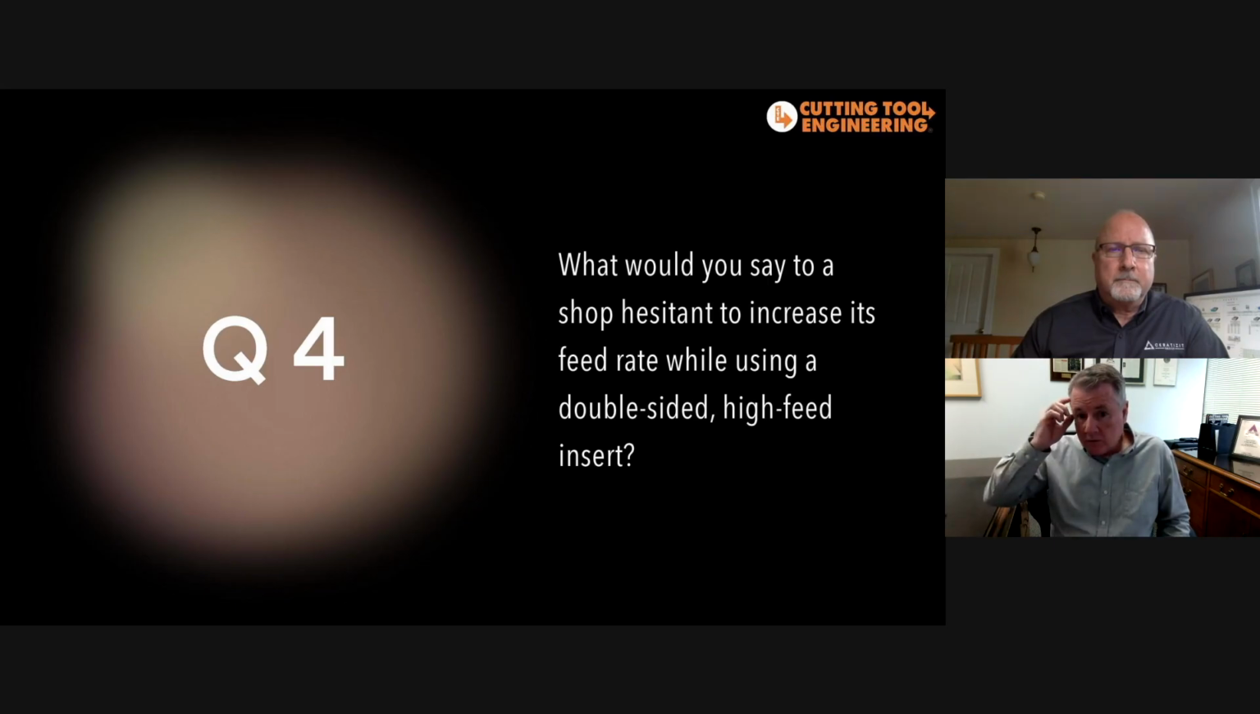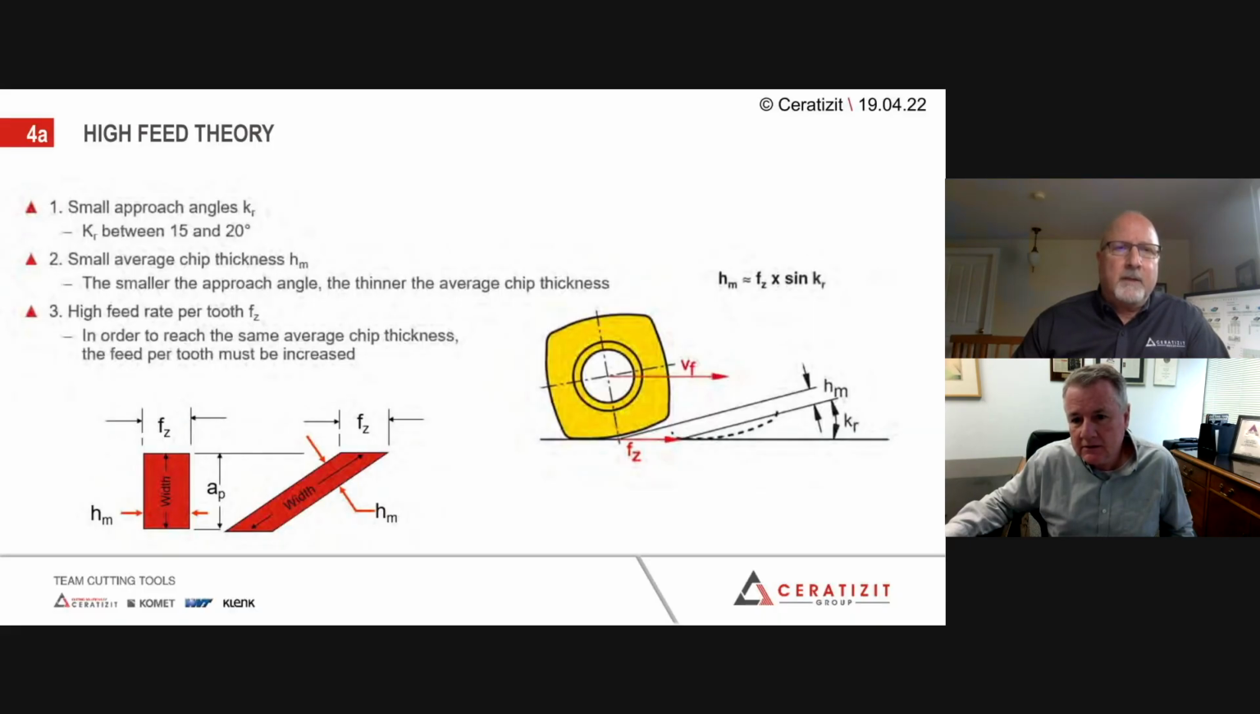So next question, what would you say to a shop hesitant to increase its feed rate while using a double-sided high feed insert? Well, I would say get out your calculator. High feed cutter designs have a unique theory to how they are able to create higher metal removal rates. It's simple. You change the approach angle. And when you do that, you thin the chip.